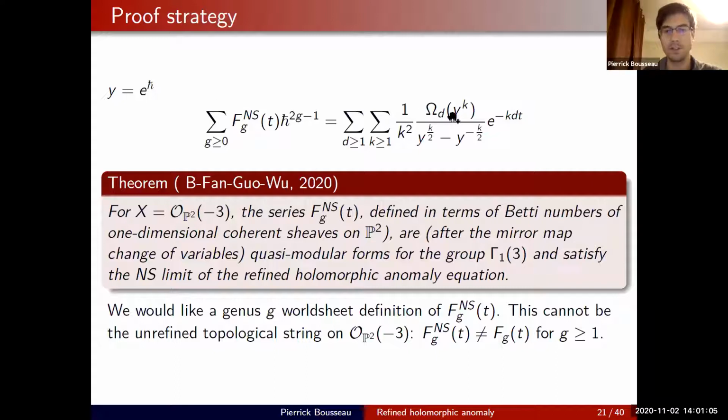Because at the beginning, omega d of y is some kind of Poincaré polynomial. Just look at Betti numbers, and the power of y is just a cohomological degree. So omega d of y is very natural from a mathematical point of view, just a Poincaré polynomial. It's not clear at all why mathematically you should do the change of variable y equals exponential h bar and then expand in powers of h bar to get something interesting. But what the previous physics story predicts is that if you do that, you define f, g, and s, and then this series f, g, and s are quasimodular and satisfy the refined holomorphic anomaly equation.